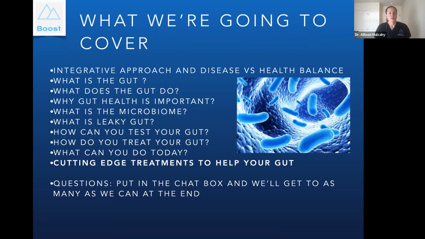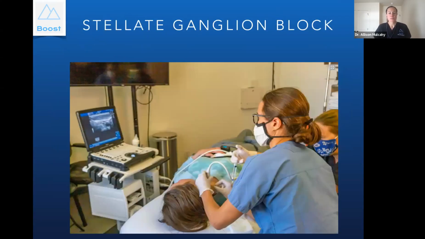And then the last thing that we're going to talk about are a couple of cutting edge treatments that we do that can help your gut. We have separate webinars on these, so I'm not going to get into too much detail, but we do stellate ganglion blocks, and we generally block the vagus nerve as well. It's an injection in your neck. The procedure itself just takes about 5 minutes, and it's basically an autonomic nervous system reboot.